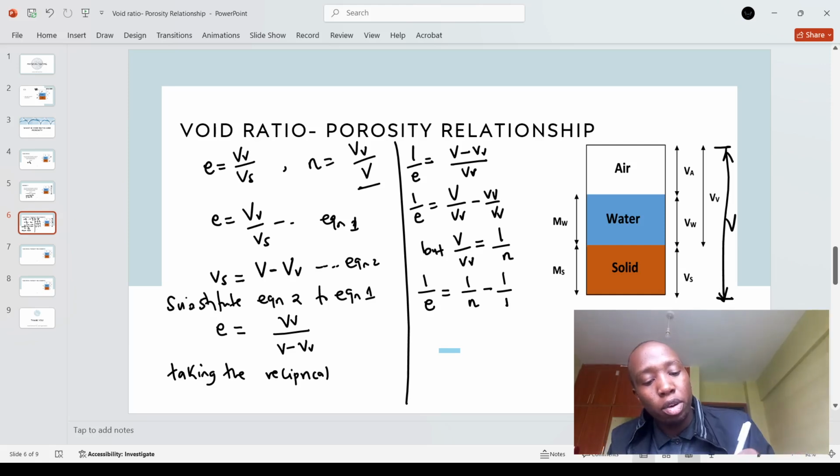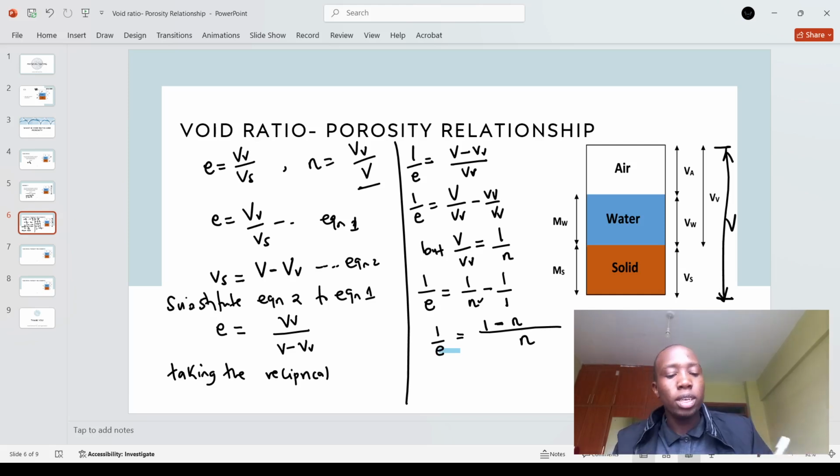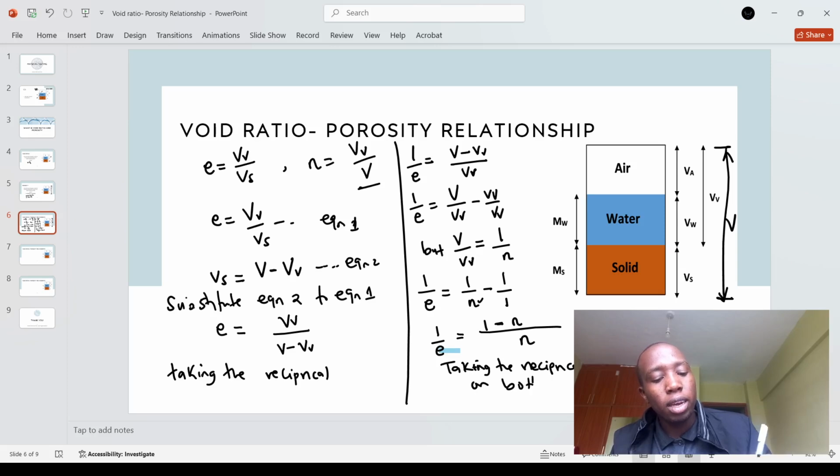Very good. So we can perform simple mathematics here by obtaining the LCM, which will be n. n divided by the first n will be 1, multiplied by 1 is 1, less n divided by 1 is n, multiplied by 1 is n. So this is 1 over e. Taking the reciprocal on both sides, we get e is equal to n over 1 minus n. This is the first relationship.